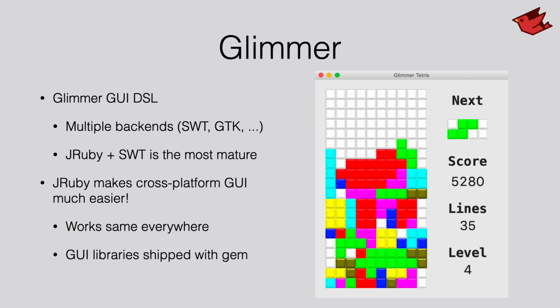Now, Glimmer is a more modern implementation, a more modern DSL for doing graphical applications. And the backend that it has for JRuby and SWT is probably the most mature these days. Here's a little screenshot of a Tetris game that was built with Glimmer. Very nice toolkit, really full featured and under active development today. Really nice if you want to build a graphical interface, build an application you can deploy across platforms with JRuby. Definitely would check out Glimmer.